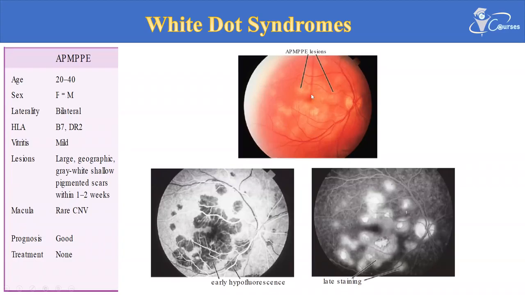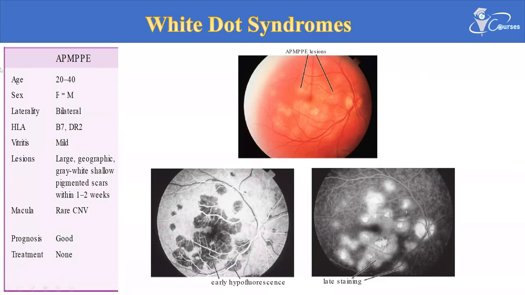The diagnosis will be made on the basis of the fluorescein angiography, which will show a very characteristic pattern. These lesions will show early hypofluorescence, but in the late frames, they will show late staining. Early hypofluorescence with late staining. This disease usually has a good prognosis. It will usually tend to recover, even with no treatment. So I think this is the best one of all the white dot syndromes.